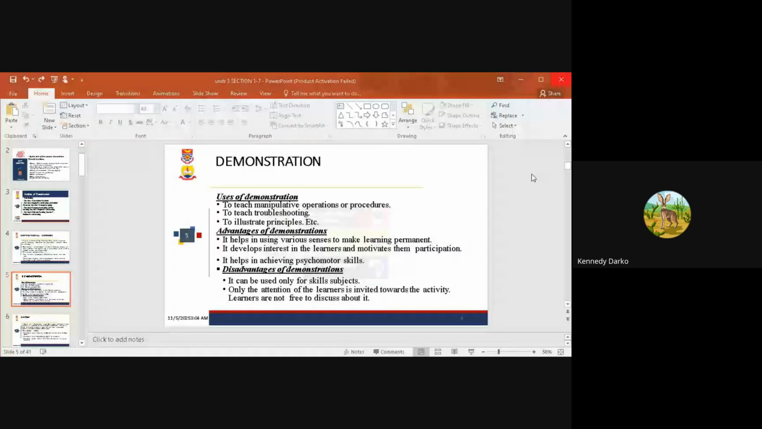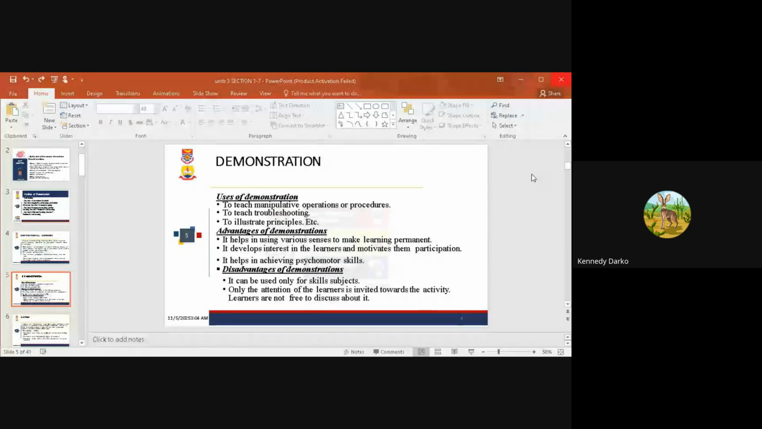Then, to illustrate principles, you would have to let them know that if you finish and you want to put the machine off, you don't go straight to the plug and switch it off. You must follow the steps. Certain principles have been enshrined: to put the machine off, go here, move there, do this before you finally pull the plug. So that is its use.